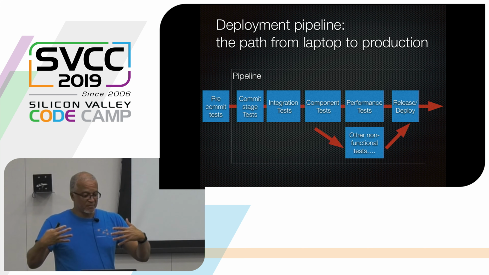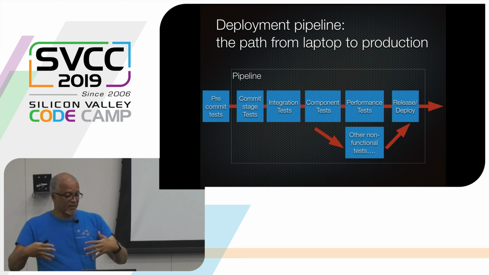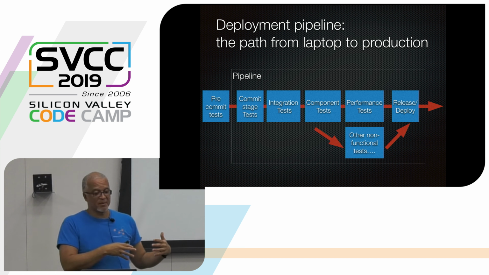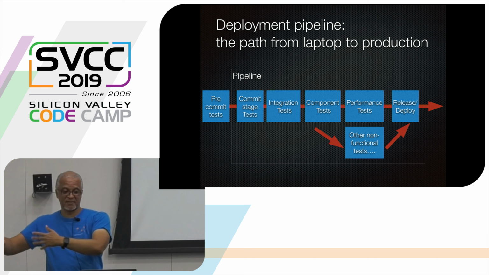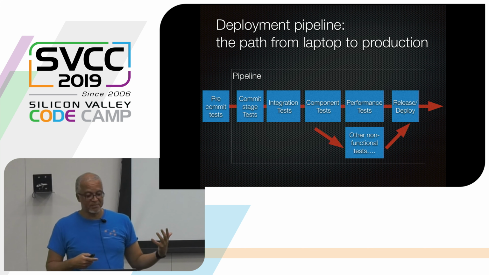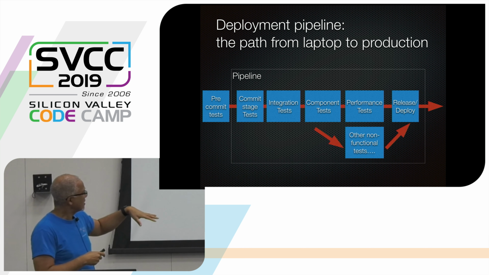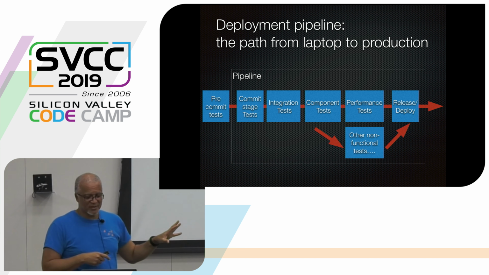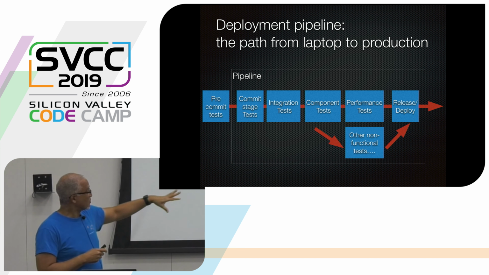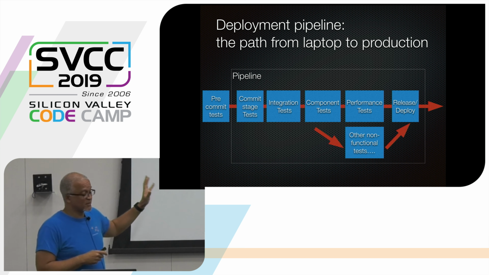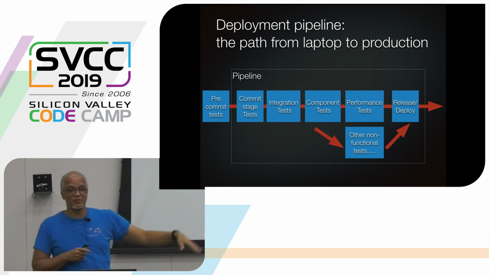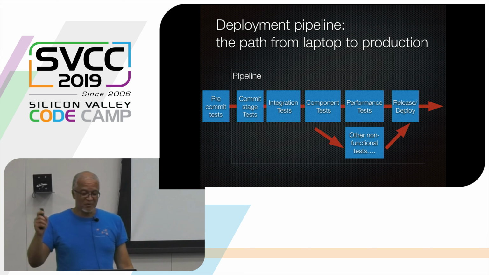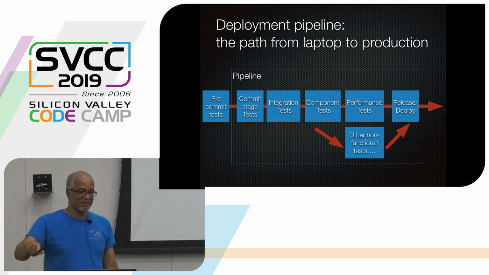The path from developer laptop to production is this automated deployment pipeline that runs a series of tests of increasing complexity, and it could include performance tests, though those are often best done in production, along with maybe some other kind of non-functional tests, and perhaps ideally the last step is an automatic deployment into your production environment. Or maybe you push a button to trigger the final step, right?